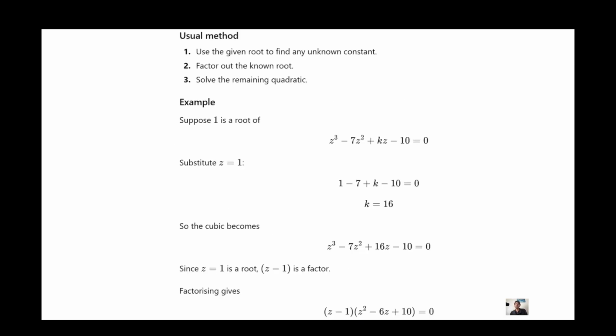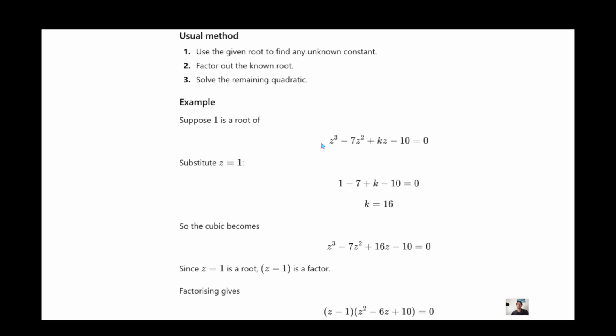So the usual method that we use: number 1, use the given root to find any unknown constant. Number 2, factor out the known root, and number 3, solve the remaining quadratic. So here is an example.